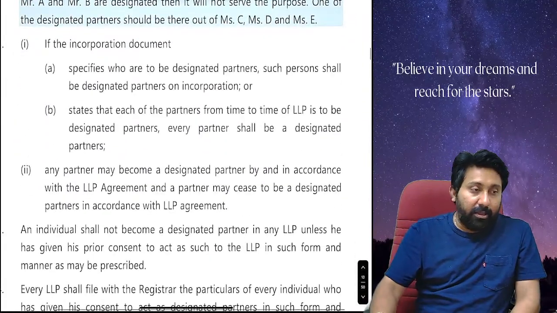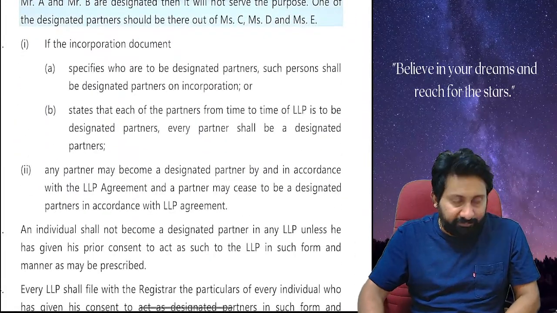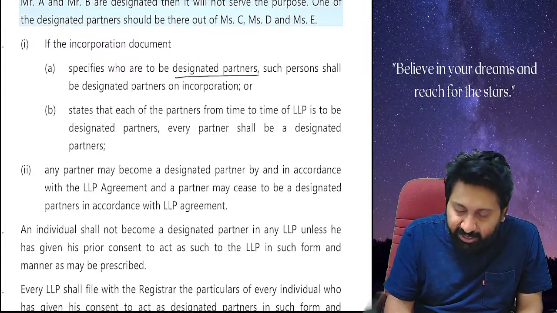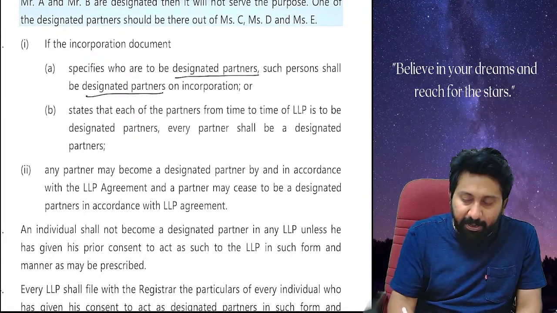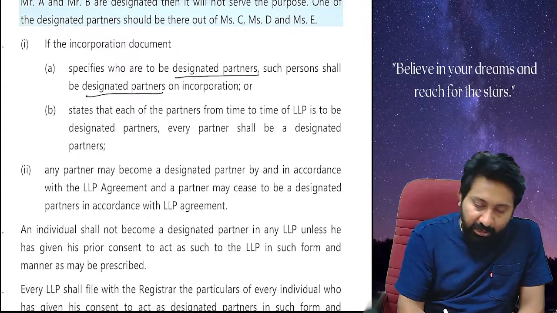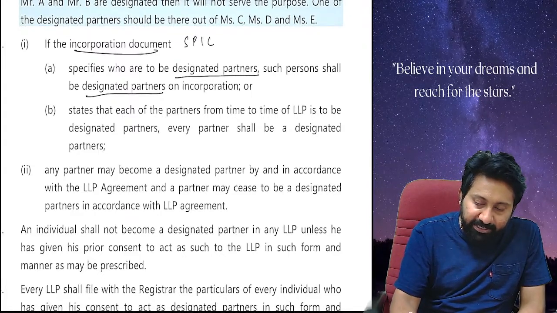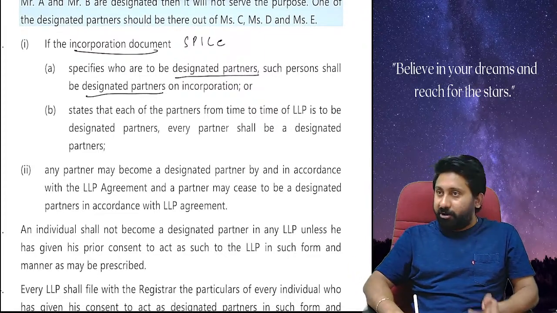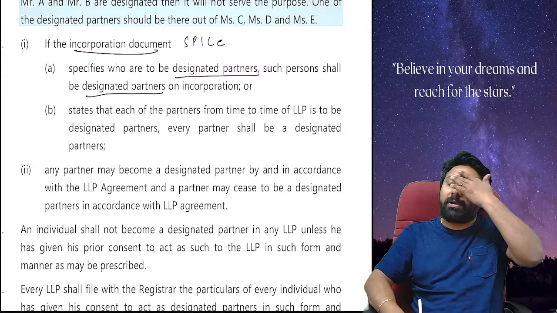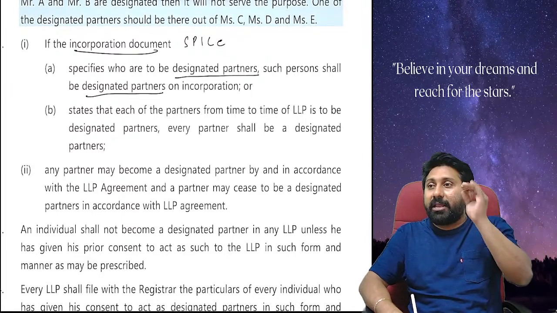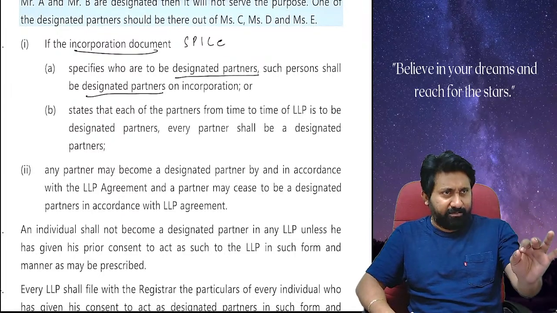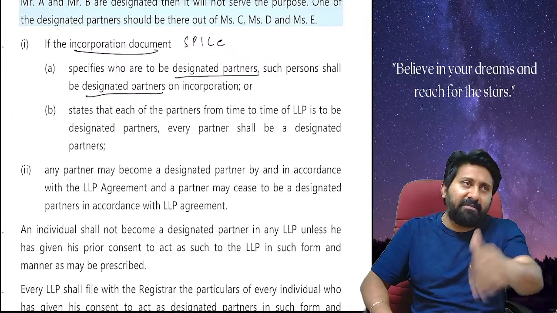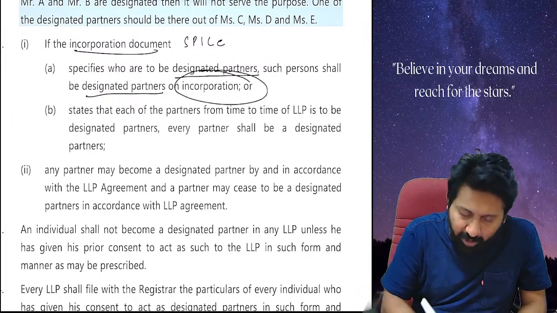Next, if the incorporation document specifies who are to be designated partners, such persons shall be designated partners on incorporation. Sir, what is this? The incorporation document is like the SPICE document in the Companies Act. In the Companies Act, we require the SPICE document to incorporate a company. In LLP, there is a document called the incorporation document. In it, I mention Mr. A and Mr. B will be designated partners. Automatically, A and B will become designated partners upon incorporation.